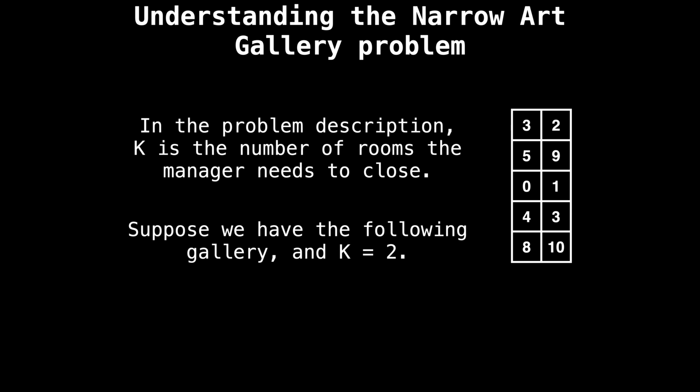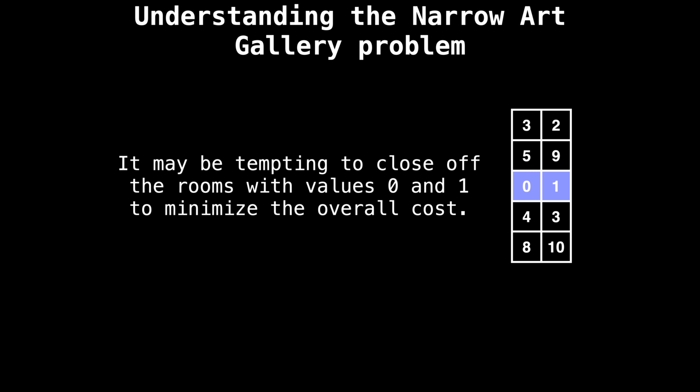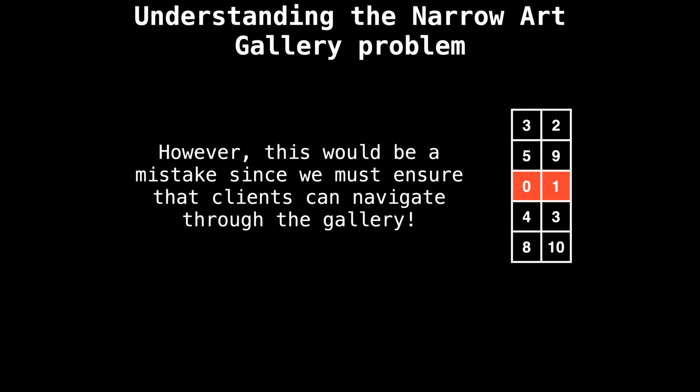Alright, before we get into the solution, let's try and better understand the narrow art gallery problem itself. In the problem description, we're told that K is the number of rooms the manager needs to close. Let's suppose we're given a gallery on the right and then the number of rooms to close is K equals 2. You may be tempted to close off rooms with values 0 and 1 to minimize the overall cost. However, this would be a mistake since we must ensure that clients can navigate through the gallery.